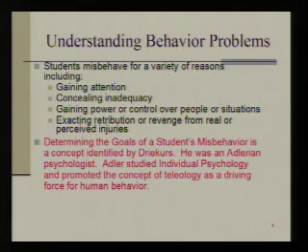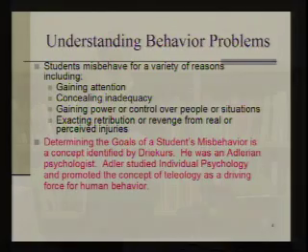Dreikurs was an interesting fellow too. He started out as a psychologist who trained under a theorist whose name was Alfred Adler, and Adler was really a contemporary of Freud, so he goes way, way back, but he took issue with Freud about psychoanalysis and some of the things that you read about in psychology books.